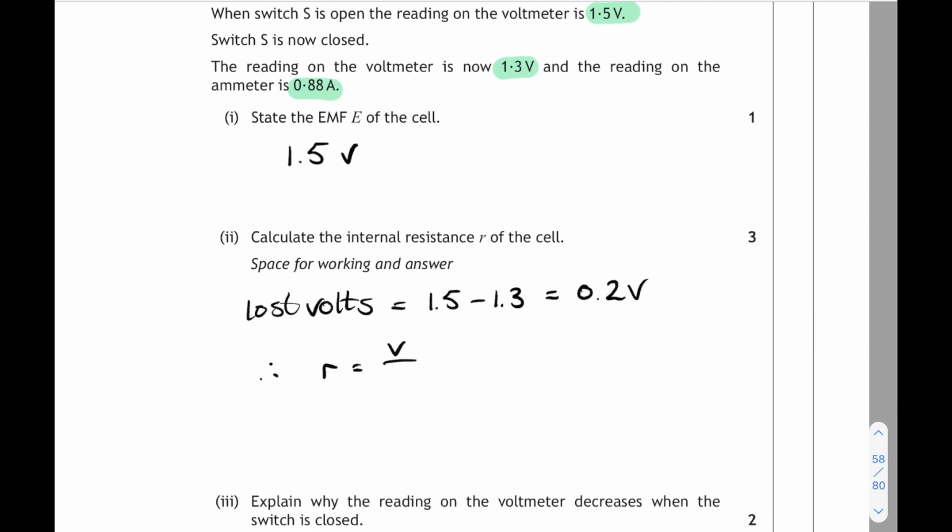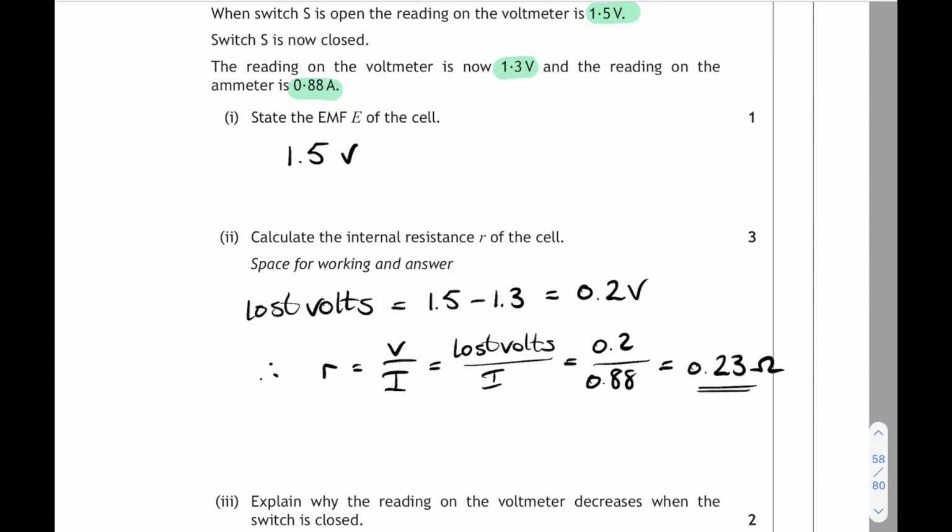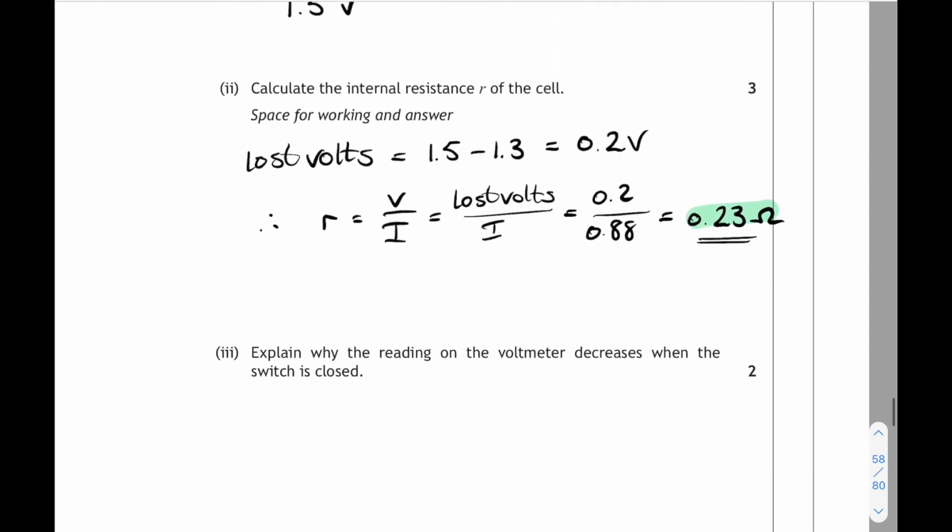And that's what we're going to use to work out the internal resistance of the cell. Using Ohm's law, R equals V over I. If we use the lost volts and divide that by the current passing through the cell, then we get the internal resistance of 0.23 ohms.